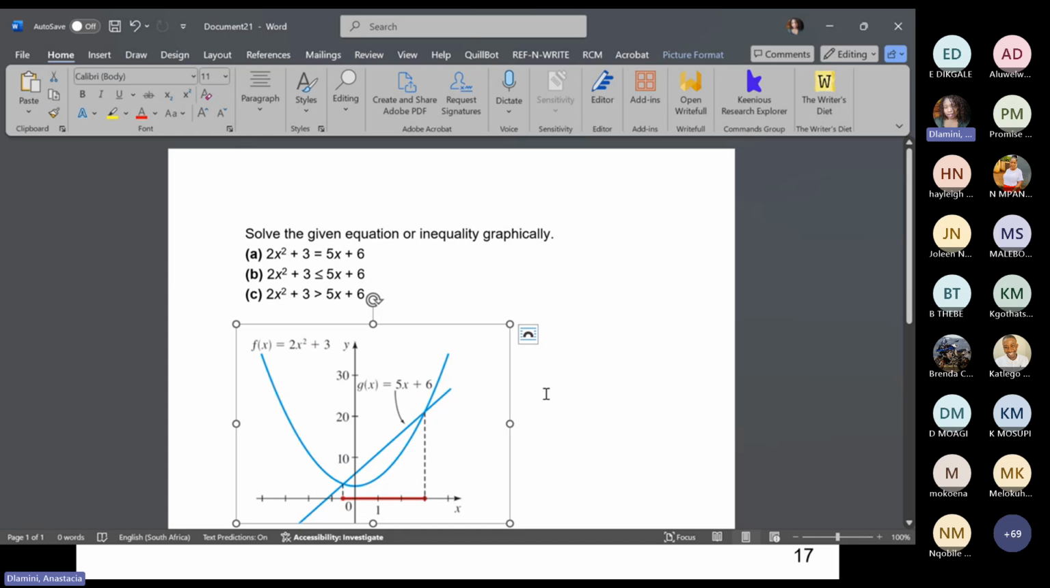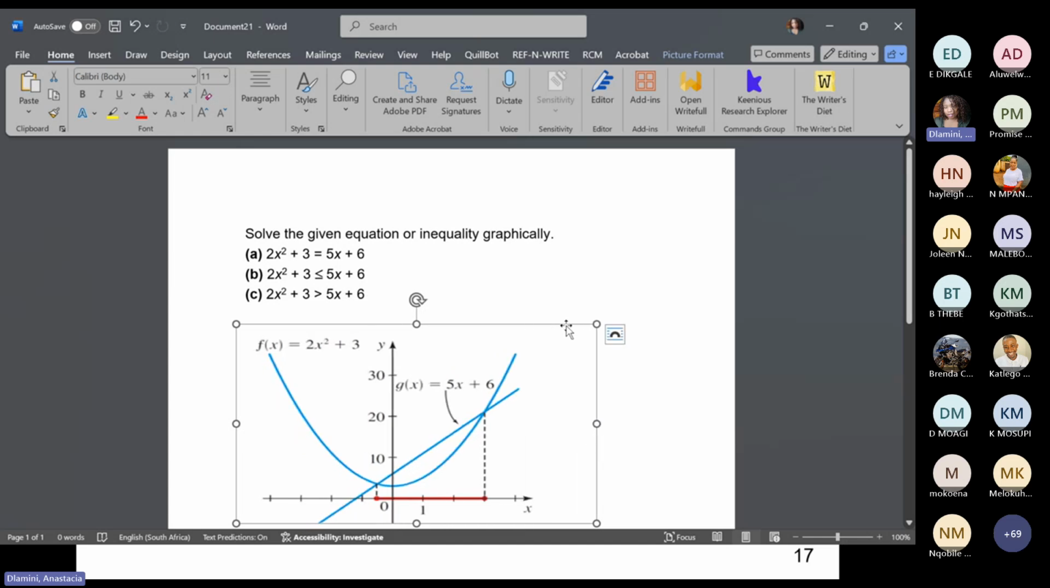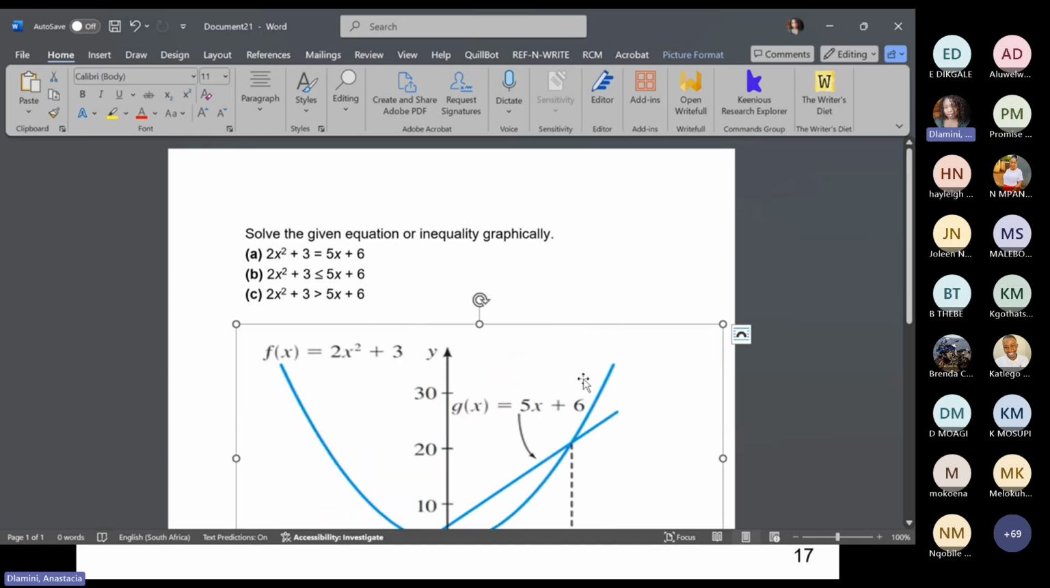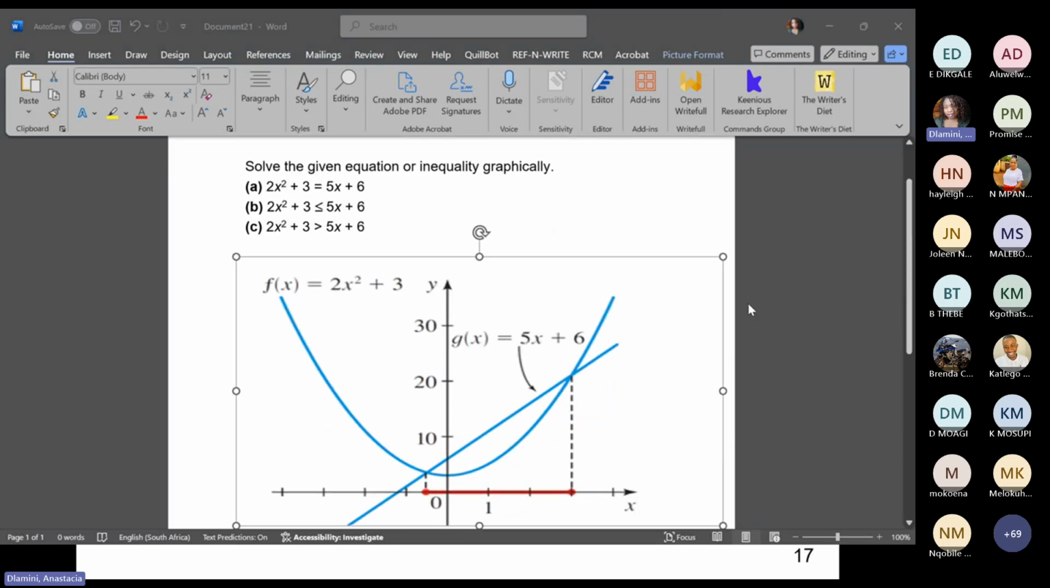Okay, now the first question, let's enlarge. Look at how it's drawn, beautifully. Now the first one says that 2x squared plus 3 is equals to 5x plus 6. What do they mean? They want the graphs where they intersect. Simple English, where they are equal, touching each other.